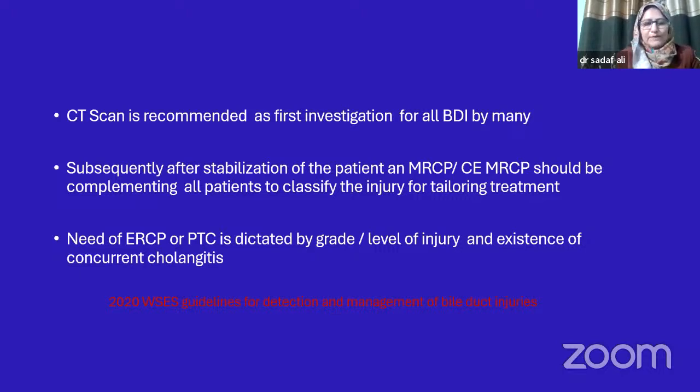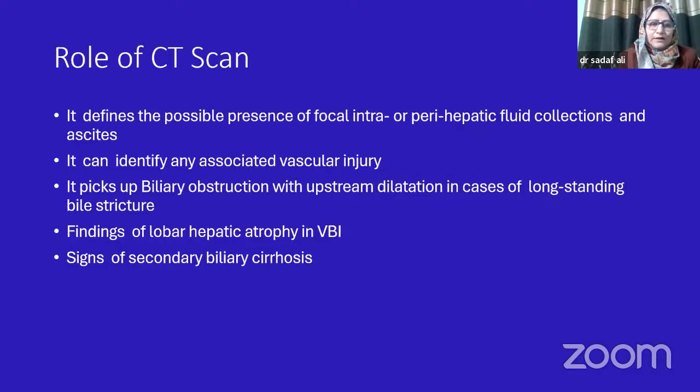By many in the present era, CT is recommended as the first investigation. The World Society of Emergency Surgery consensus guidelines published in the recent past actually suggest that all patients should undergo CT scan. After stabilization, MRCP, CMRCP should be complementing all patients to classify the kind of injury and tailor the treatment. And the need of ERCP and PTC should be dictated as per the grade and level of injury, as well as existence of concurrent cholangitis.